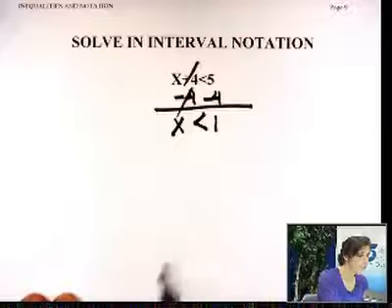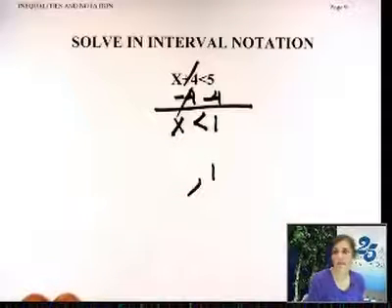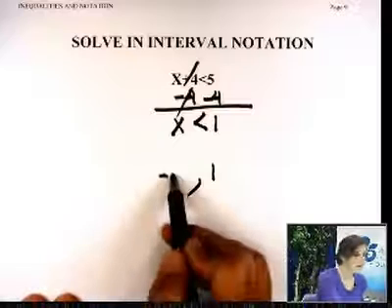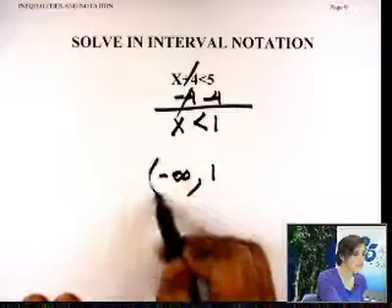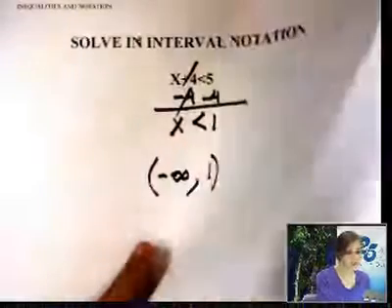Now, interval notation. That means the biggest value is 1. What does that mean? The smallest value is then negative infinity. And this is going to be parentheses and parentheses. Very good. So I solved the problem in interval notation.